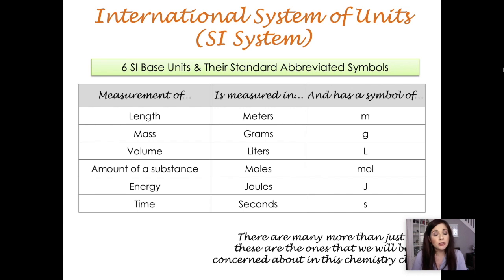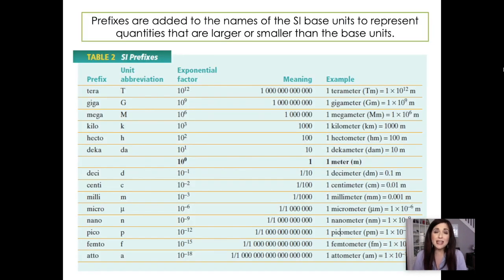Energy is the joule, which is a capital letter J, and time is the second. So those are going to be the 6 ones that you encounter the most. There's some other ones that you might see, like a Pascal as a unit of pressure. Don't worry about those as much. But like I said, we can add prefixes to those base units in order to make them larger or smaller.